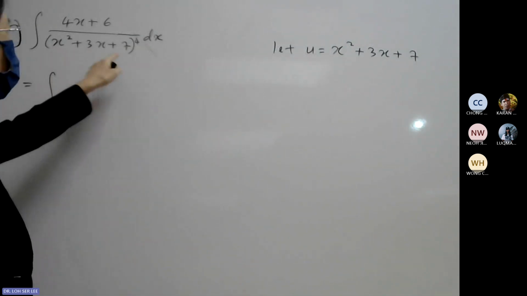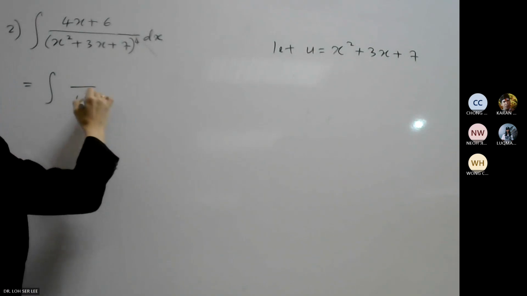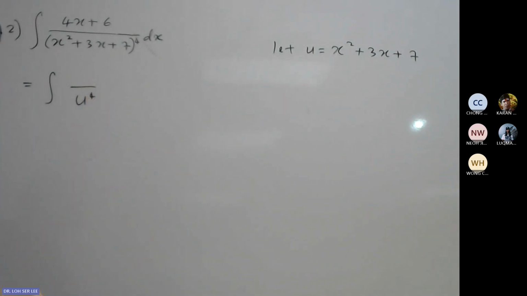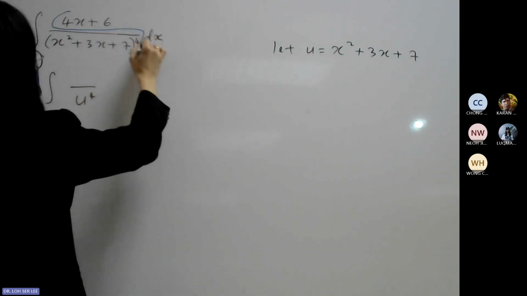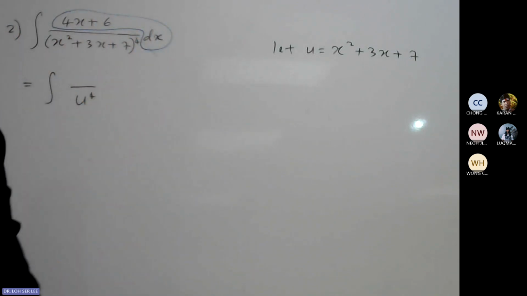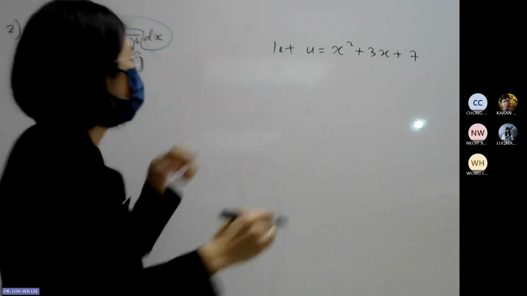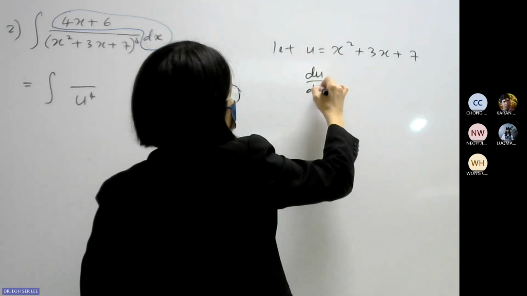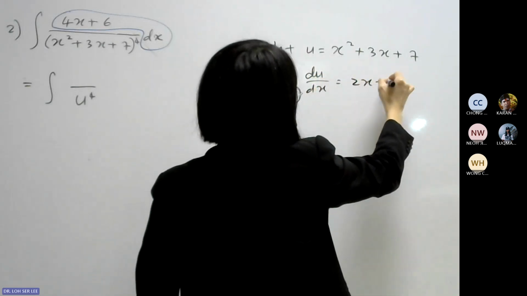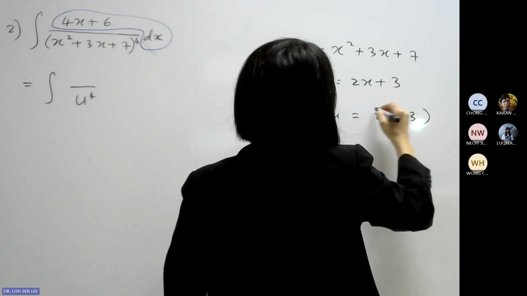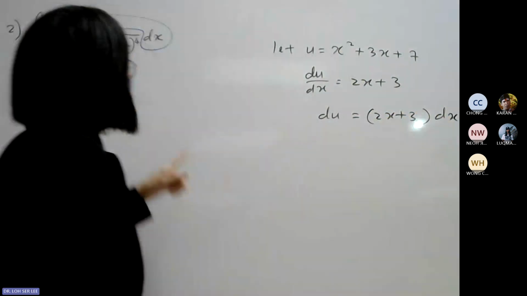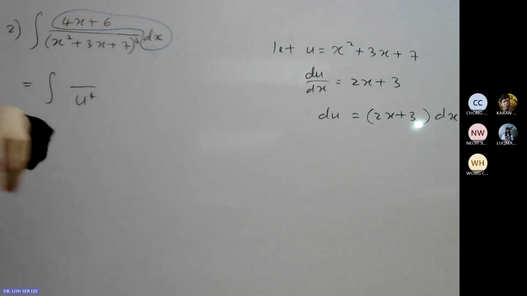So this is your u power of 4. Then we need this. Then we get this from there. du dx is 2x plus 3. So your du is 2x plus 3 dx. But what we need is 4x plus 6.